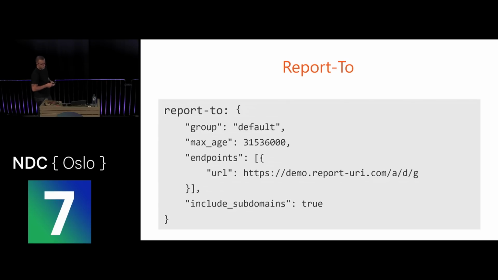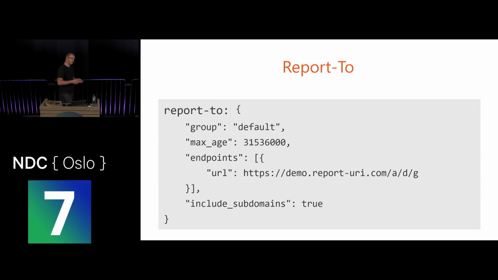The last part is optional, includes subdomains. So if I delivered this policy on scotthelme.co.uk, do I want the browser to also send all of the following reports about any subdomain that it tries to connect to? If you want full coverage of your entire site, then you can set true. If not, you can set this to false and say, I just want reports for the domain that delivered the policy.